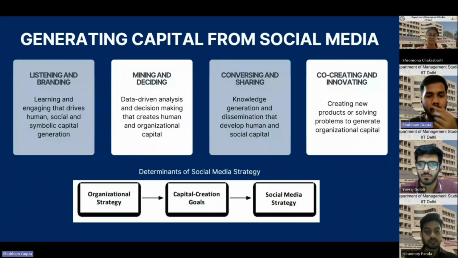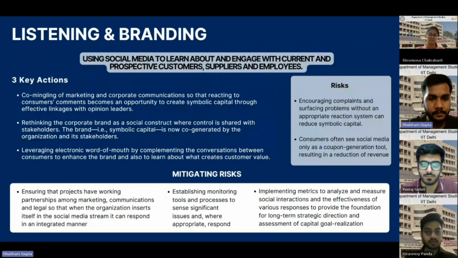So now we come to how we generate capital from social media. Here we'll be covering basically 4 tactics, which are listening and branding, mining and deciding, conversing and sharing, and then co-creating and innovating. How is the social media strategy of any organization defined? It basically depends on the strategy of the organization, that is the organization strategy. Then, what are the capital creation goals? Is the organization more focused on creating economic capital, social capital, or human capital, which ultimately leads to its social media strategy? So now coming to the first tactic of listening and branding, it involves 3 key actions.